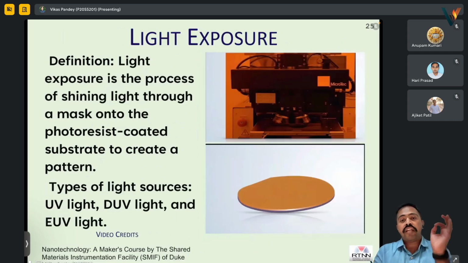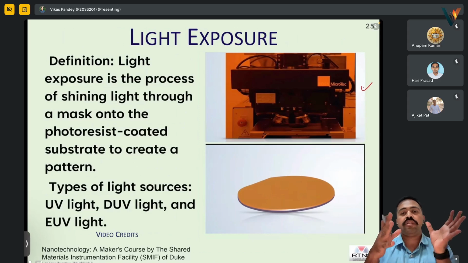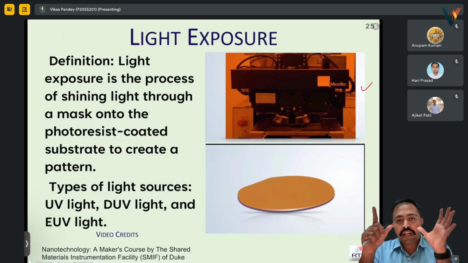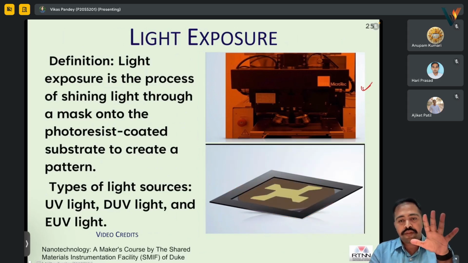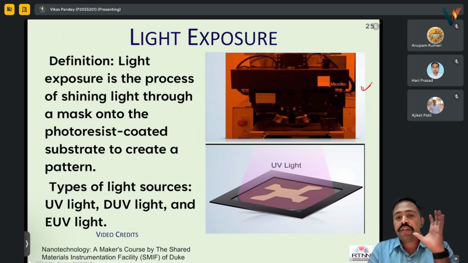So next comes the light exposure, and the light exposure system is somewhat like this. If you see the real pictures, you will see that they are in a yellow room. Once we have coated it and soft baked it, we bring it to this alignment and exposure system. We have the mask fit in it, the wafer comes in close contact, and then we put the UV light over it.